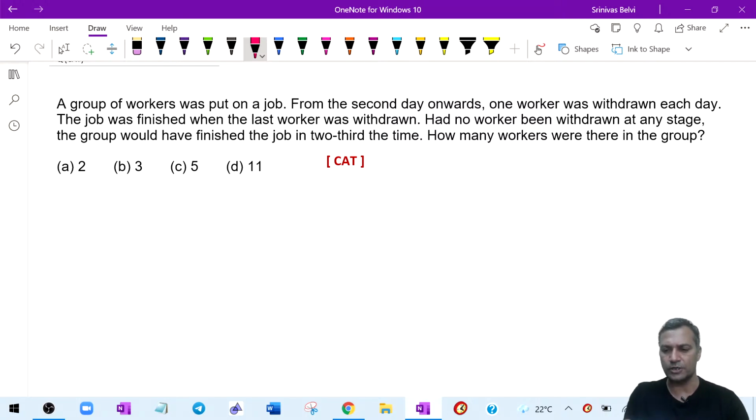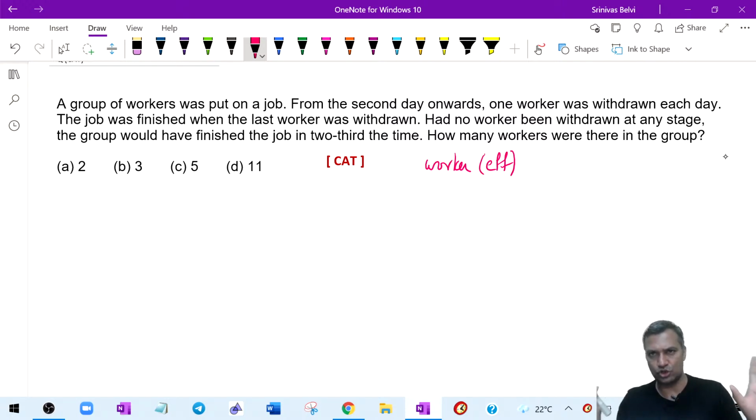See, a group of workers was put on a job. So you assume that every worker has the same efficiency. That is something that you assume. Not true in real life. In the real sense, it is never true. But you assume that every worker has the same efficiency.